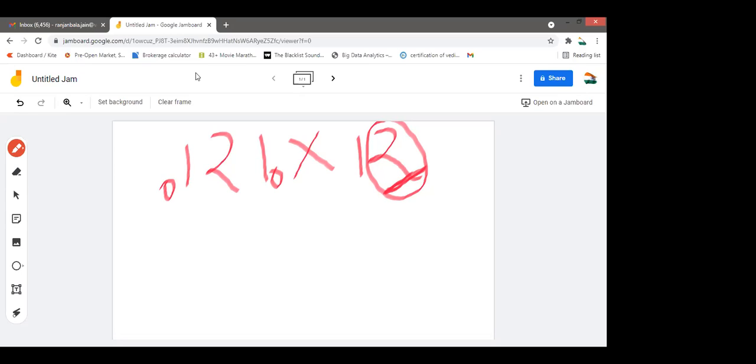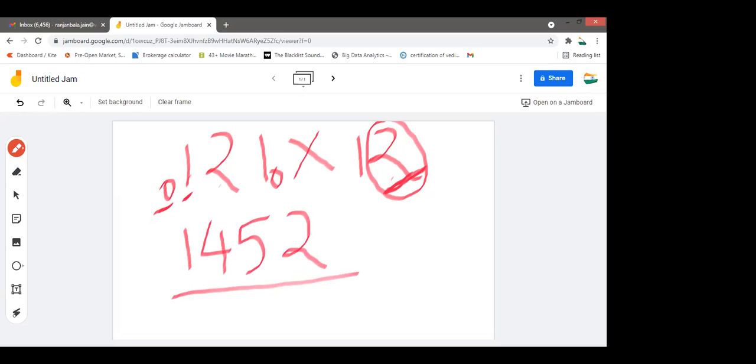Okay, how it is done, let me show. 2 is multiplied by 0. So 2 zeros are 0, 0 plus 1, 1. Okay, now 1. 2 ones are 2, plus 2, 4. 2 twos are 4, plus 1, 5. 2 ones are 2, plus 0, 2. This is the answer.